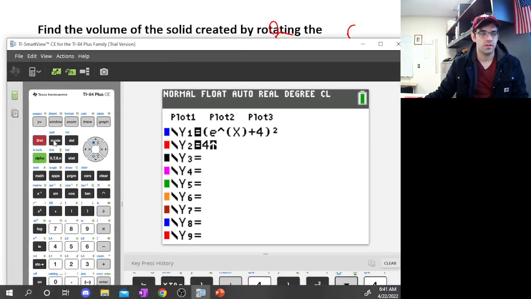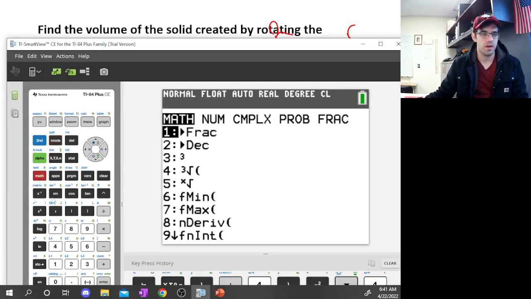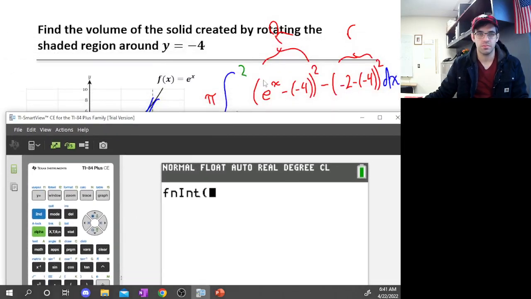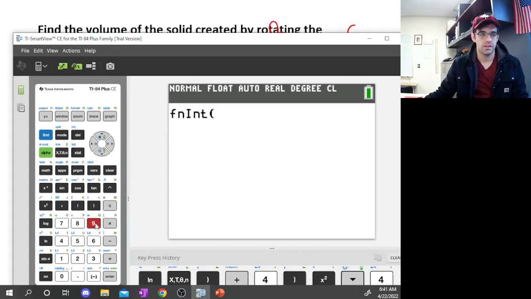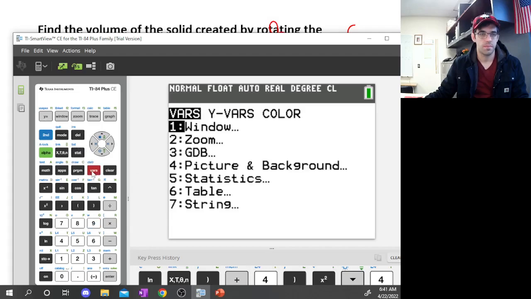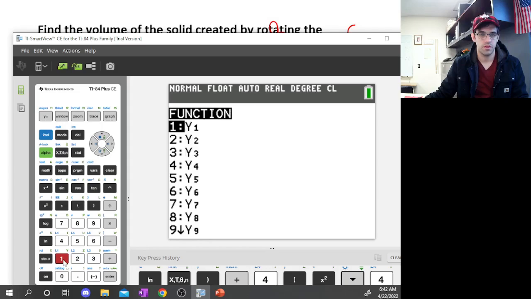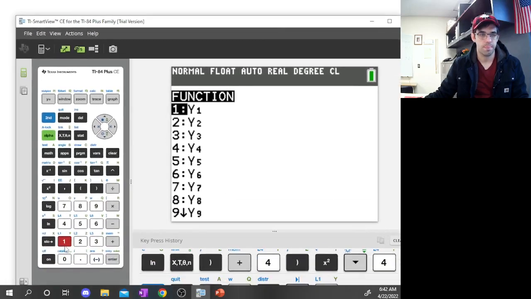So now when I leave our y equals page, I'm going to type in math 9 to pull out function integration. Instead of typing out this whole expression, I have each piece programmed in as y1 and y2 respectively. So I'm going to go to vars. I'm going to pick y vars. I'm going to pick function. And then y1 is programmed already to be e to the power of x plus 4 squared. So I'm going to pick that function.